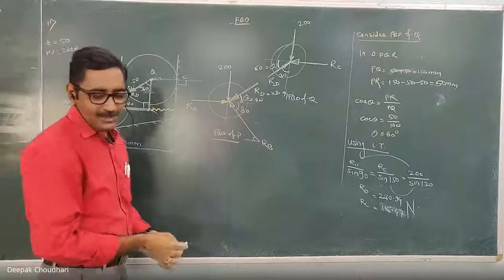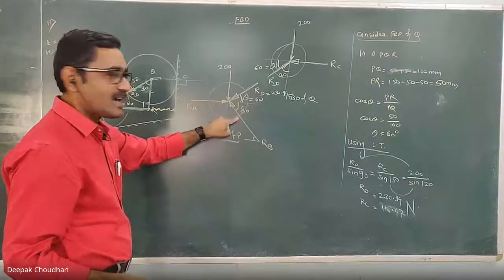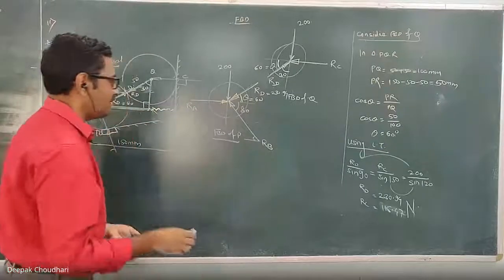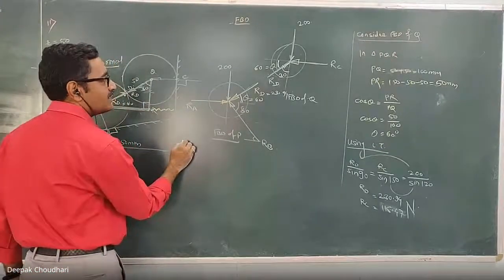क्योंकि P में अभी कितने फोर्सेस है? 4 है, 1 2 3 4. Here you cannot apply the Lami's theorem. You have to go for the conditions of equilibrium. Understood?